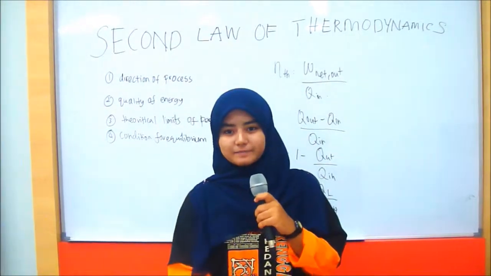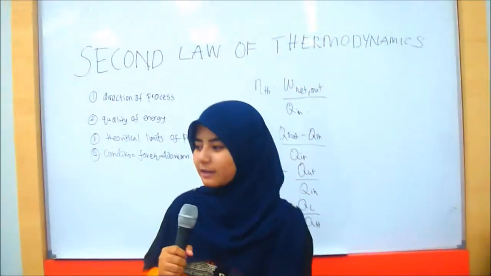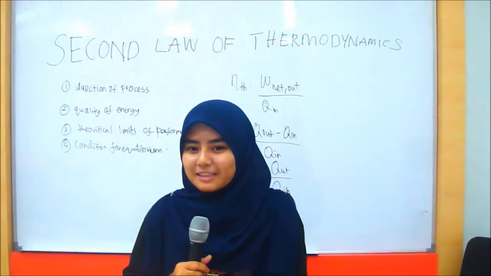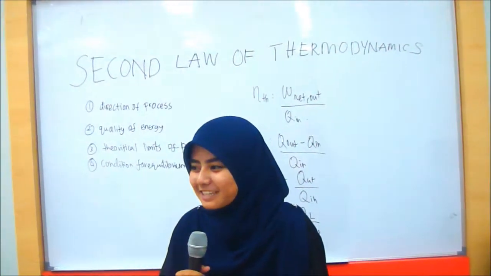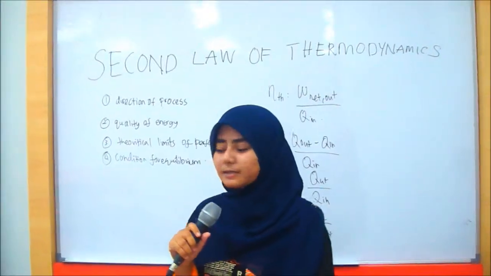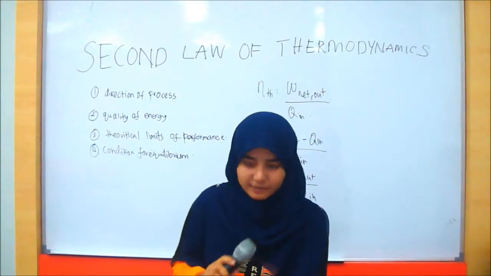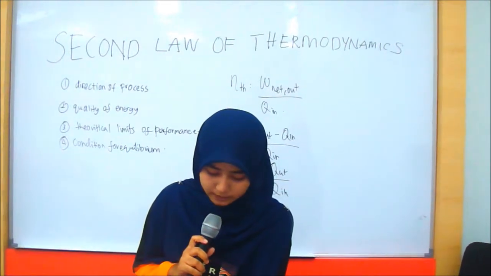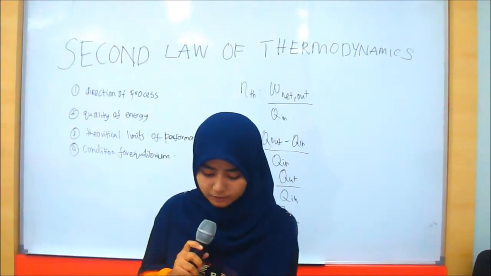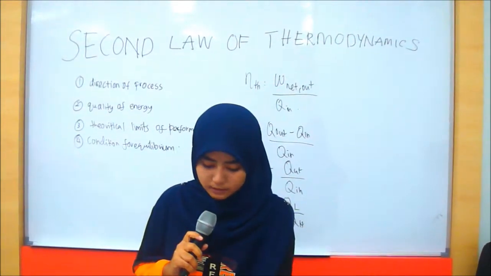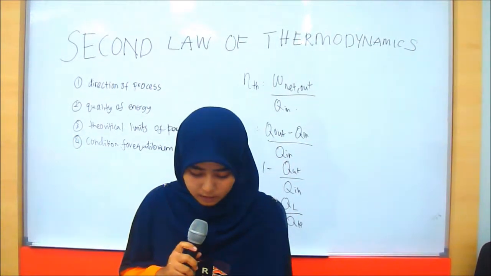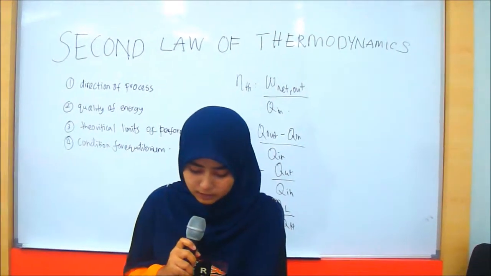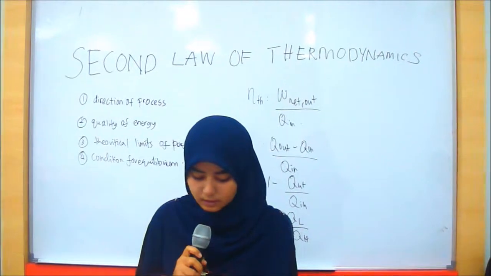I have one example. You can look at your textbook, example 513, page 243. Can you see the example? It says a steam power plant produces 50 megawatts of net work while burning fuel to produce 150 megawatts of heat energy at a high temperature. The question asks us to determine the cycle thermal efficiency and the heat rejected by the cycle to the surroundings.